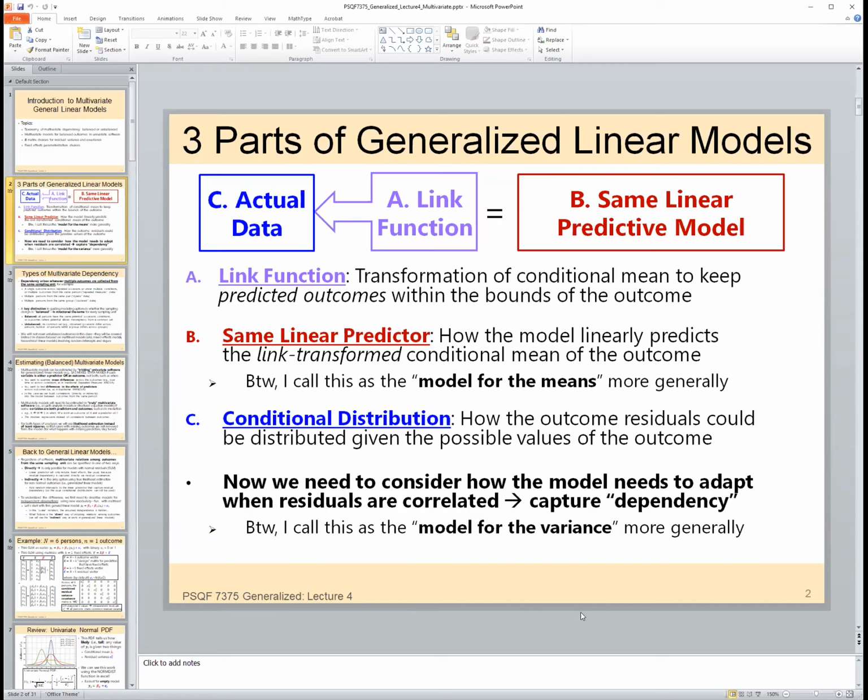We have to somehow adapt the model to capture residual correlation, so outcomes that are related as a function of sampling. So in the case of cluster data, students nested in groups, something like that, or longitudinal data, outcomes nested in persons, outcomes from the same sampling unit are going to be more related. We have to build that into the model somehow. And it's going to be built either into the conditional distribution directly or indirectly through the linear predictor.